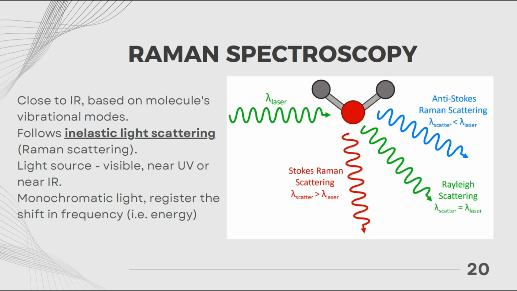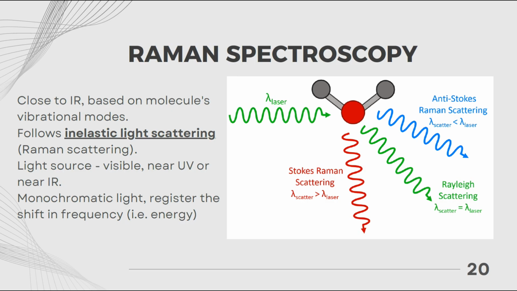You see this green example where the wavelength of the laser, the wavelength of this introductive photon, is the same. So it's just scattering without losing energy. That's important. But in Raman spectroscopy, we follow the Raman scattering. There are two types of this: Stokes Raman scattering and anti-Stokes Raman scattering.